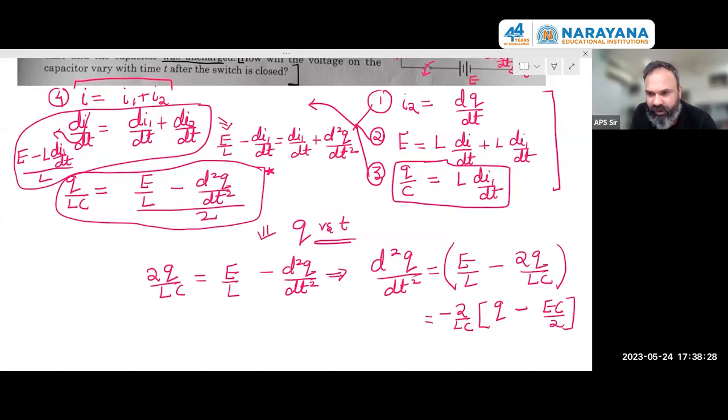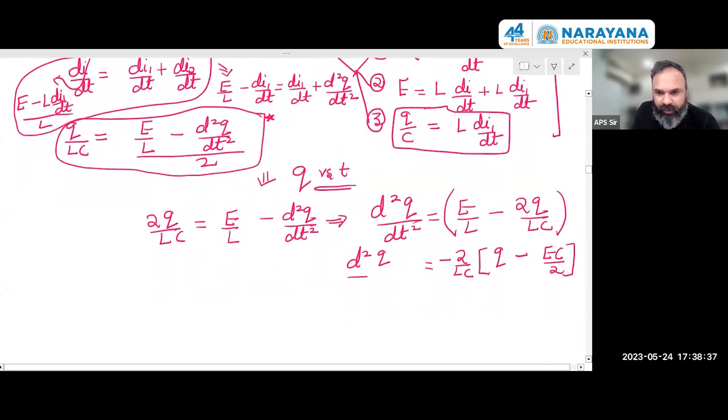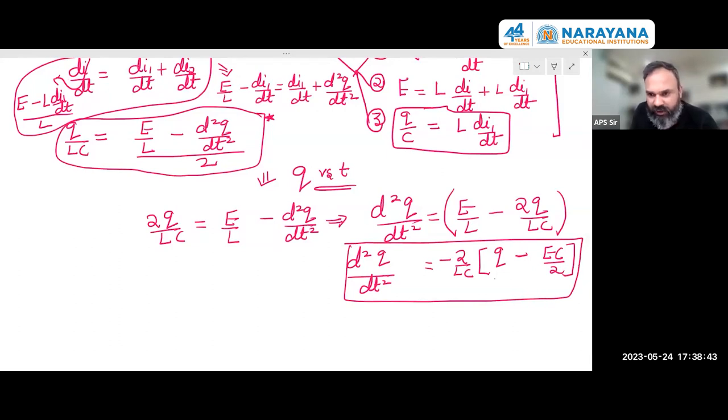So I'm getting that positive E by L term. Rest will cancel out, and this is d2q by dt2. Now, this can be a linear equation, a second order linear differential equation. The only thing is this variable is different. So we can do one thing.